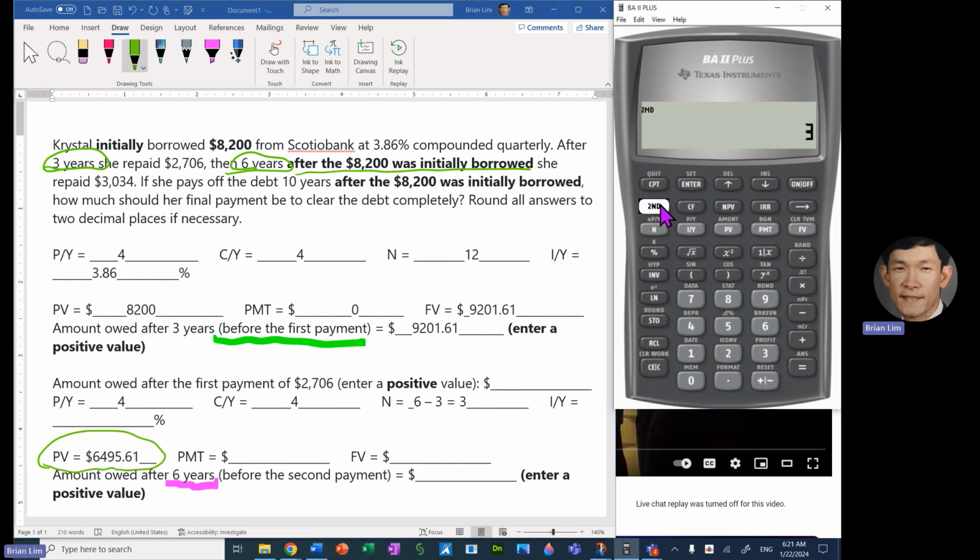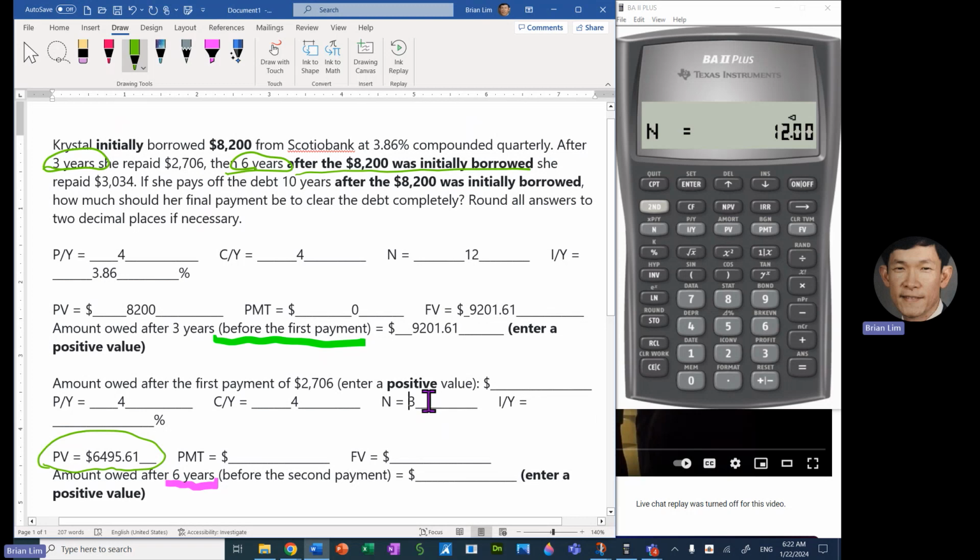So 3, second N. So what we have to take is the 3, and we actually multiply by 4. That is the actual multiplication that takes place. We go 3 times 4, 4 being this number right over here, and that is equal to 12. So that's what we're doing, but we use the calculator to do all of that. So that is complete there. So N is 12. Now IY remains the same. It is 3.86. It never changed. So there we are, 3.86.